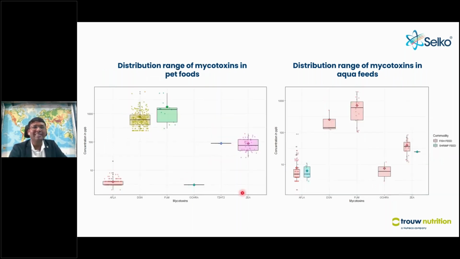Pet food, relatively less data, but again, see, nice, better than the raw materials. We don't have enough data for OTA and T2. Aqua feed also, we don't have enough data for ZEA, but I think over a period of time, as we start accruing more data, it becomes more realistic. But again, better in terms of the consistency or the repeatability of the analysis.